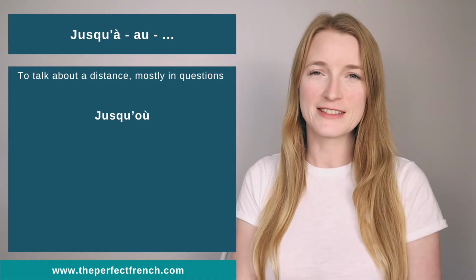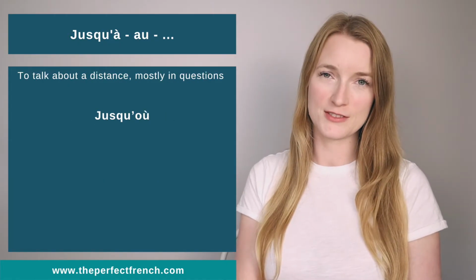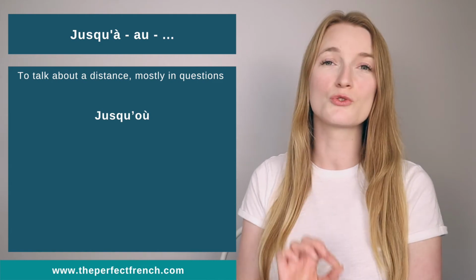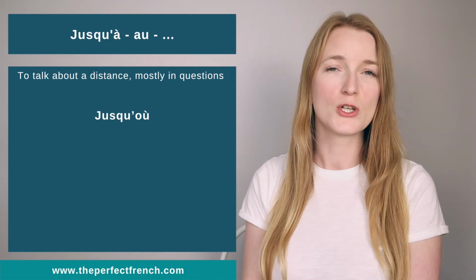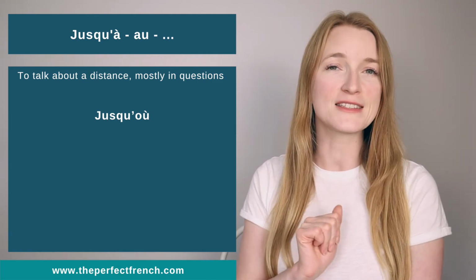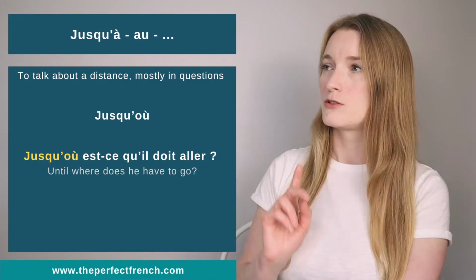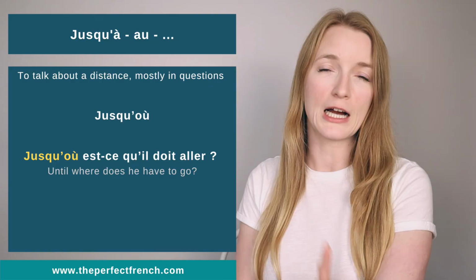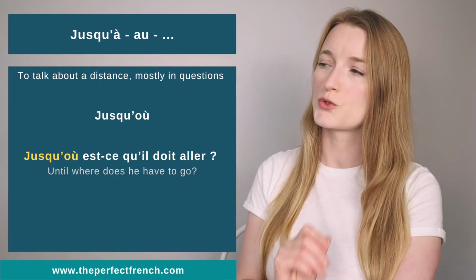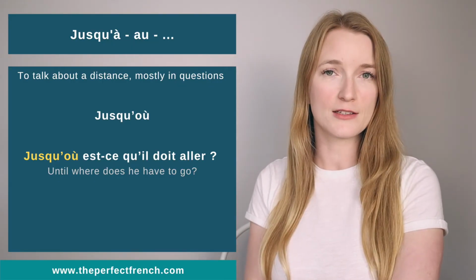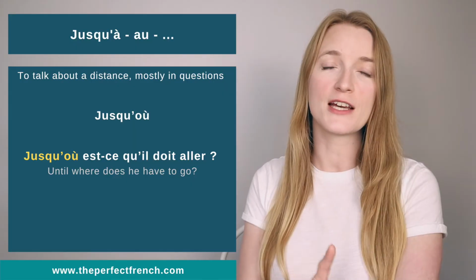To talk about a distance, mostly in questions, we are going to use jusqu'où. Jusqu'où. Où, OU with the accent means where. So basically, until where. Jusqu'où est-ce qu'il doit aller? Until where does he have to go?